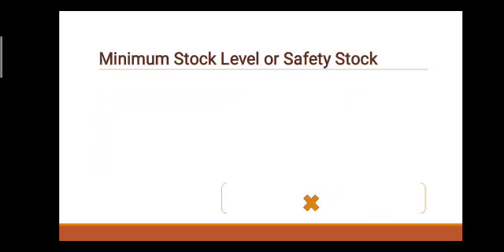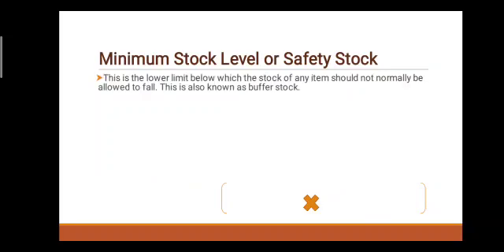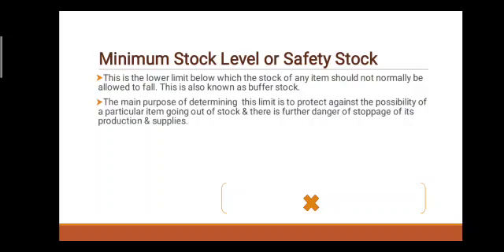Second level, minimum stock level or safety stock. This is the lower limit below which the stock of any item should not normally be allowed to fall. This is also known as buffer stock. The main purpose of determining this limit is to protect against the possibility of a particular item going out of stock, and there is further danger of stoppage of its production and supplies.